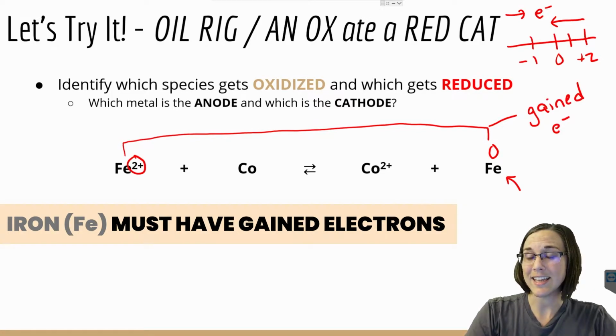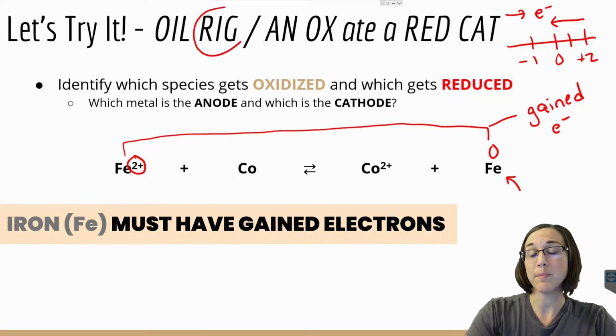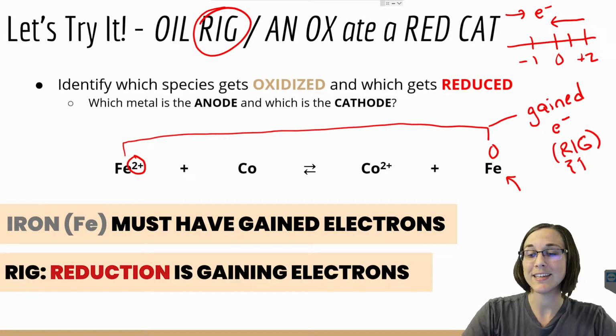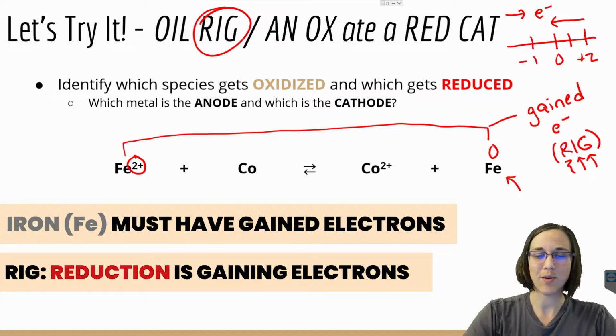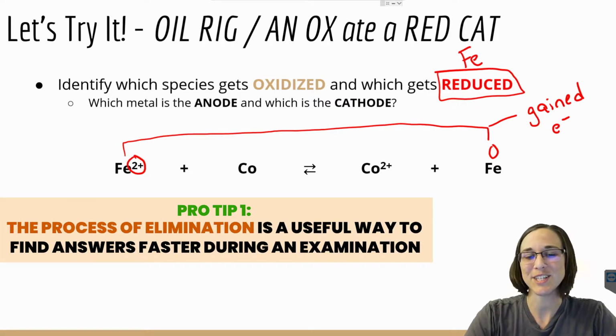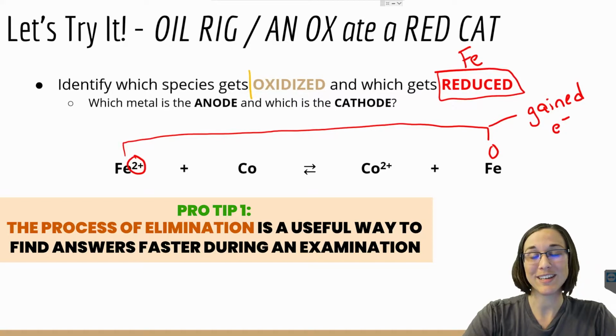And if it gained electrons, we're going to apply the RIG part of our OIL RIG mnemonic, meaning that the iron is the part that gets reduced, hence the R. Reduction is gaining electrons. So iron here is the one that gets reduced. Whereas if we want to know which one gets oxidized, at this point it's process of elimination. We know that the only chemical left over is the cobalt, so that must be the one that gets oxidized.